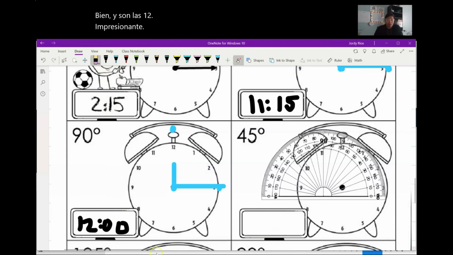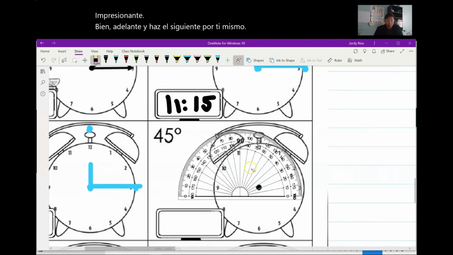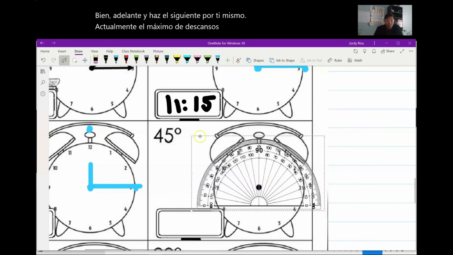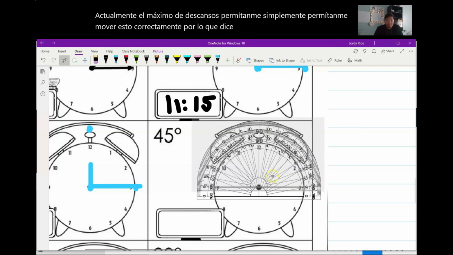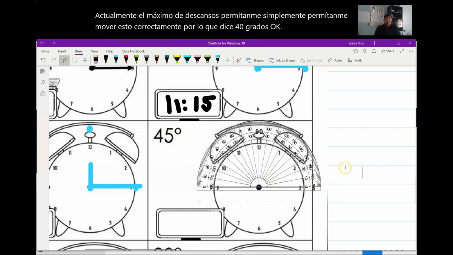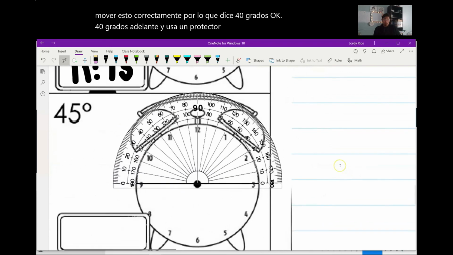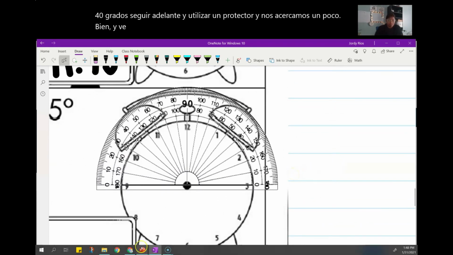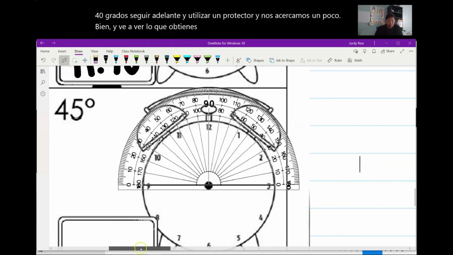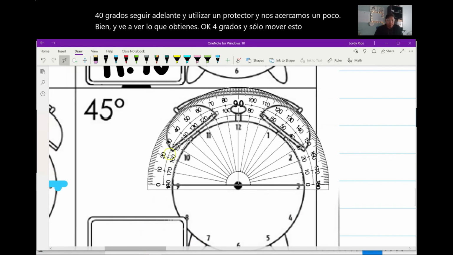Go ahead and do the next one by yourself. It says 40 degrees. Go ahead and use a protractor. Let me zoom in a little bit, and go ahead and see what you get. Show me the angle and what time it is.